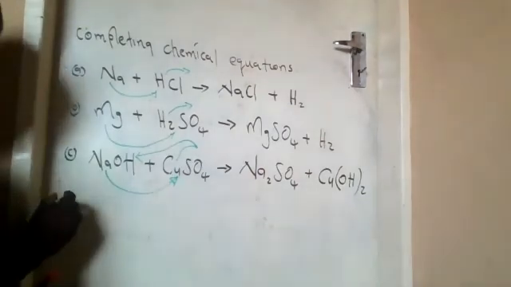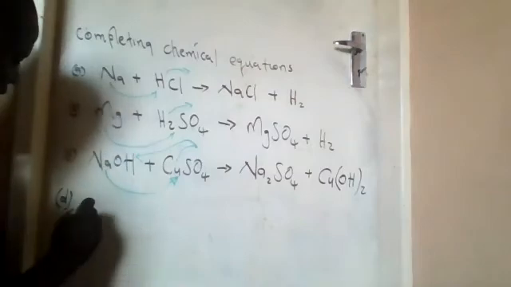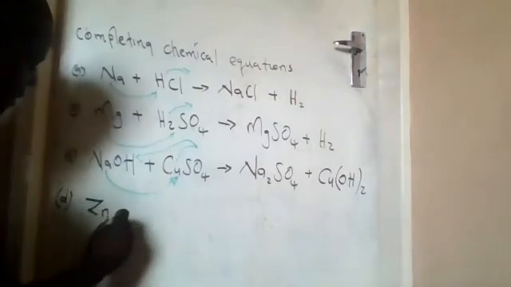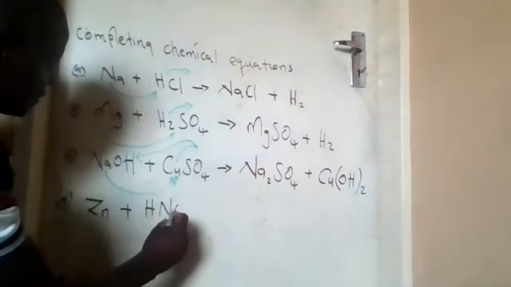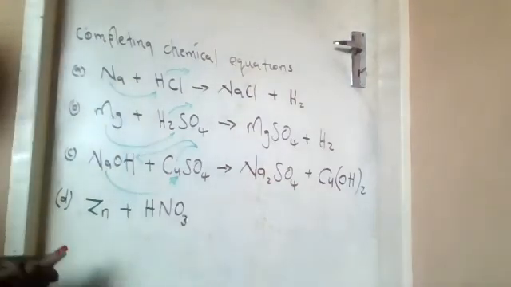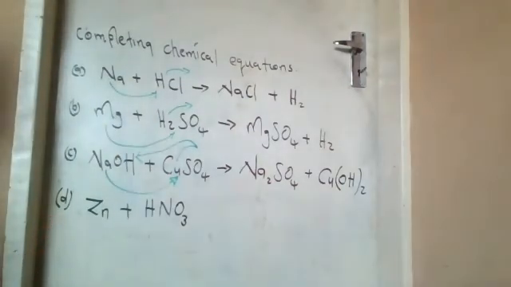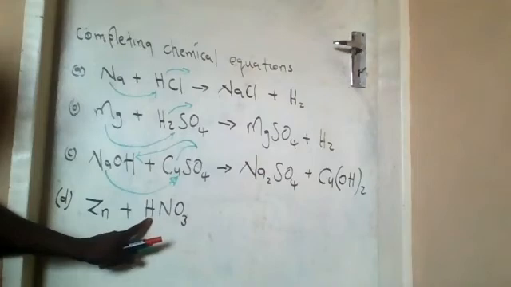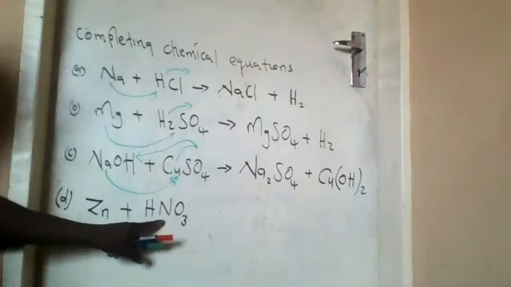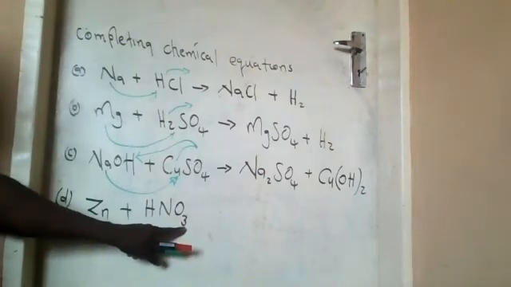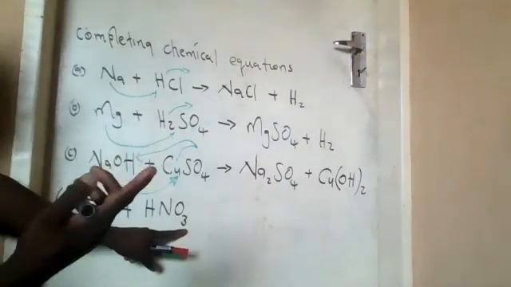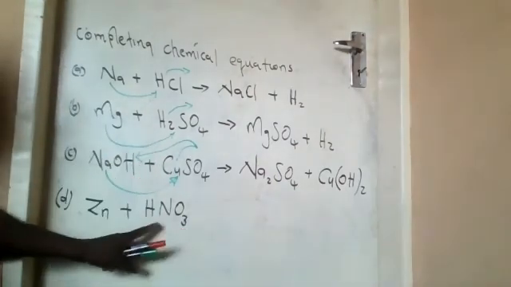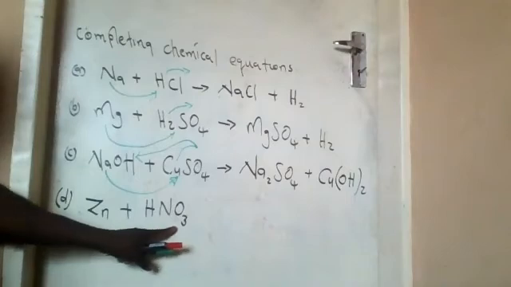So now the last one, D, we have zinc reacting with nitric acid. This is a very strong acid. Zinc and the nitric acid. But in the nitric acid, there's a hydrogen and the nitrate. The NO3 standing in for nitrate. So the valence for nitrate is 1. The valence for hydrogen is 1. That's why we've not written them like that.